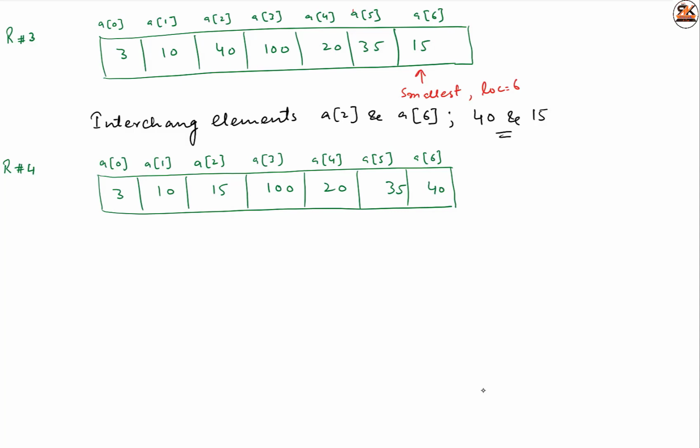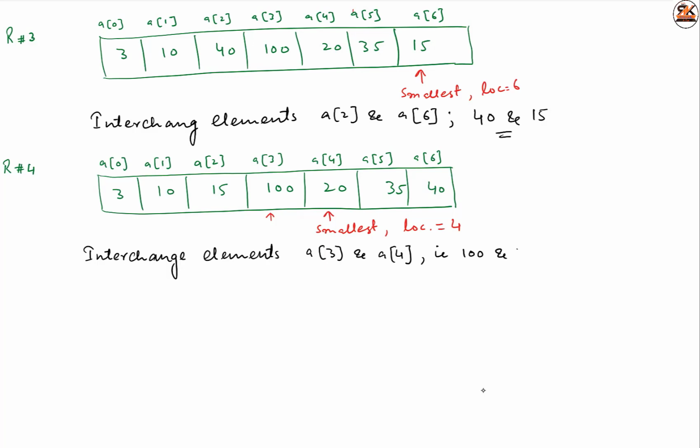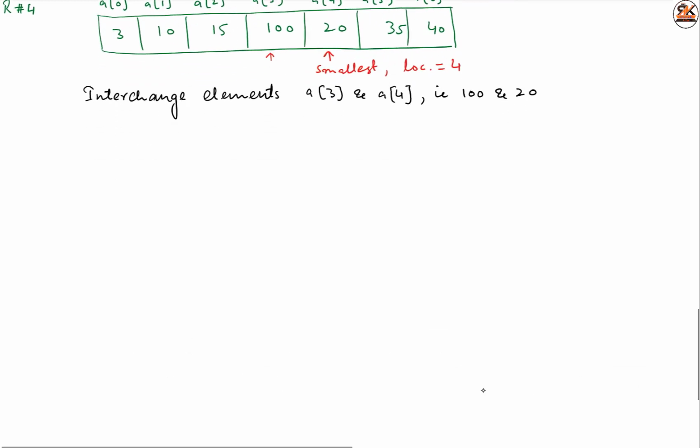So in this case the smallest element is 20, so I will mark it as smallest, and the location of this smallest element is equal to 4. So what I have to do is interchange the elements a3 and a4, that is the a location. So interchange elements a3 and a4, that is we are interchanging elements 100 and 20. After interchanging I will get a new list, and that new list is shown in round 5.